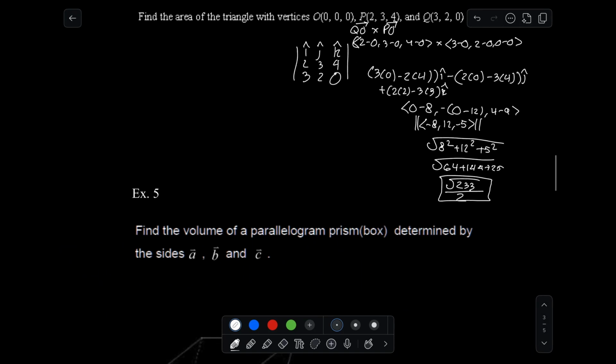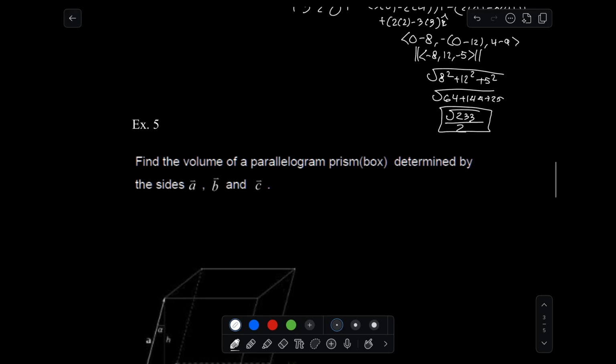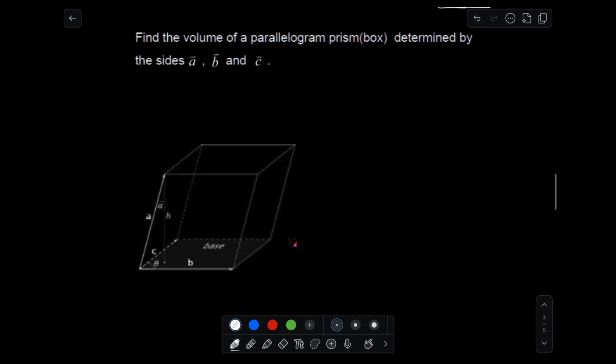Now we have probably the hardest example in this entire video, trying to solve for the volume of a parallelepiped determined by the sides A, B, and C. This is a really difficult problem. If you want to try this on your own, feel free to pause as we will work through this. This took me a little bit of time to wrap my head around, so if it looks confusing for you looking at this for the first time, I understand completely.